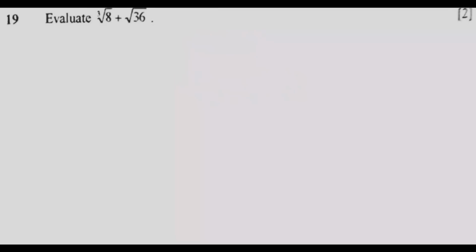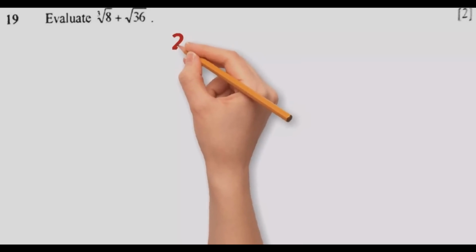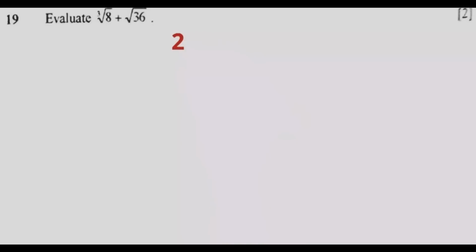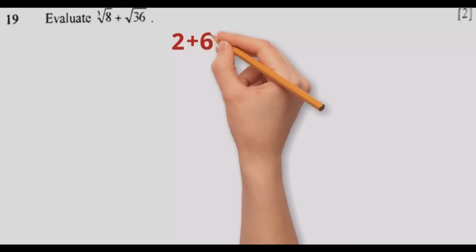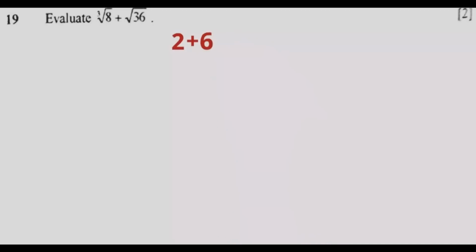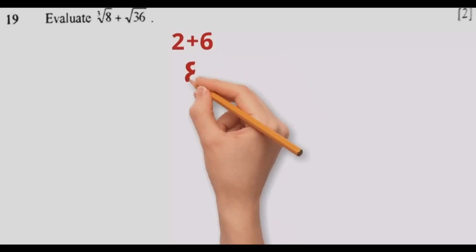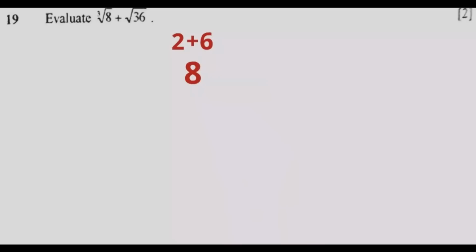Okay, question 19 is as follows. Evaluate cube root of 8 plus square root of 36. So we say, what is the cube root of 8? That is 2. So we write 2. 2 is the number that you can multiply by itself 3 times and get the answer, which is 8. Then plus the square root of 36. What is the square root of 36? It is 6. So I'm going to write 2 plus 6. Then when I evaluate 2 plus 6, it will give me 8. So 8 is the correct answer on that question.